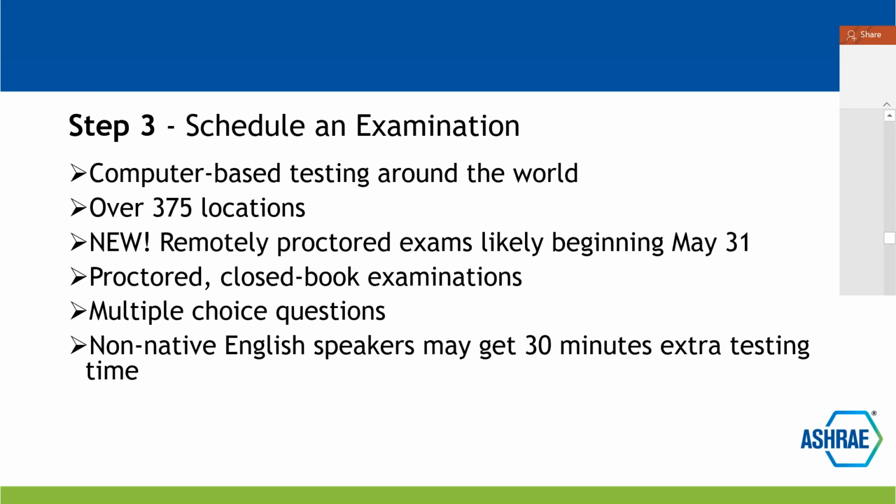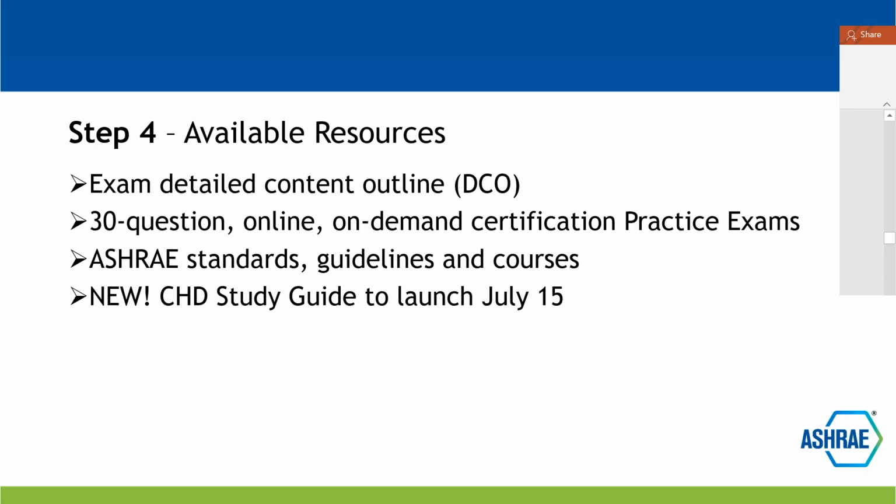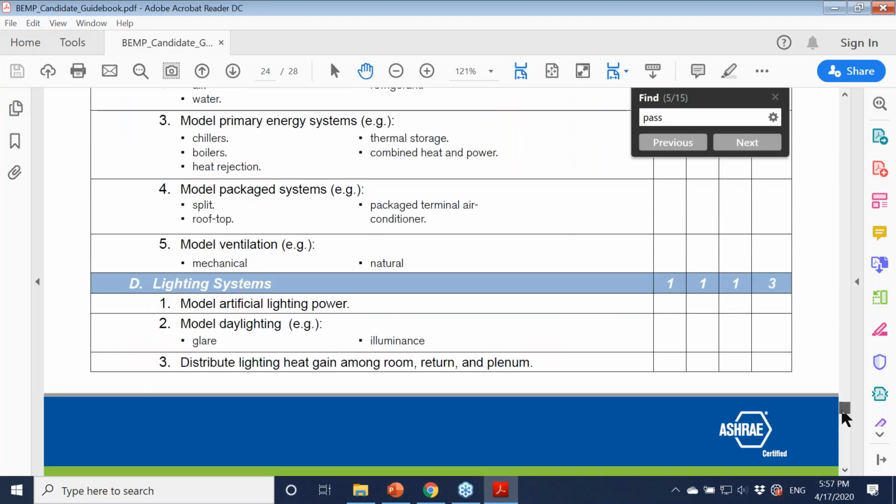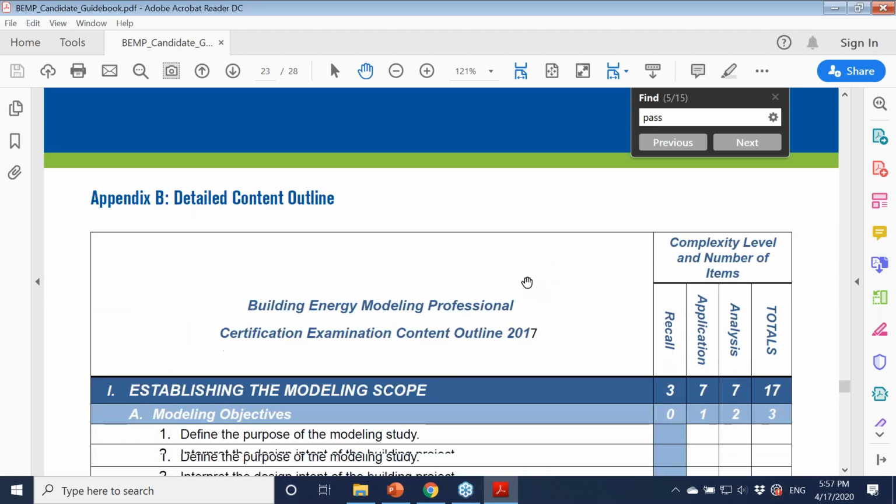So all of the Ashrae examinations are proctored and closed book. They contain multiple choice questions, and non-native English speakers get 30 extra minutes for testing. Ashrae provides you with some resources before appearing for the examination, so that you can prepare very well. The first and foremost resource is the detailed content outline, which has a short form DCO. So I'll quickly show you the detailed content outline for the BEMP examination. This is how the DCO looks like.